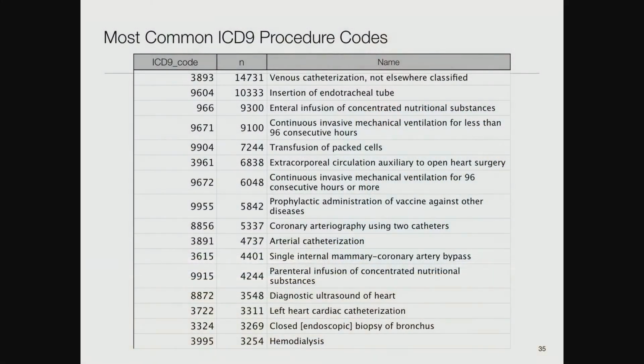Then insertion of an endotracheal tube. If you're having any problems like that, they stick something down your throat. Enteral infusion of concentrated nutritional substances. So if you're not able to eat, then they feed you through a stomach tube. Continuous invasive mechanical ventilation for less than 96 consecutive hours. So this is being put on a ventilator that's breathing for you, etc. So you see that there's a very long tail of these. So those are the ICD-9 codes.